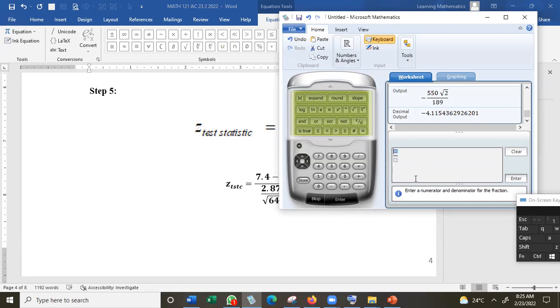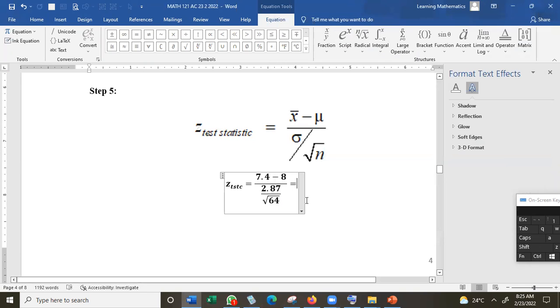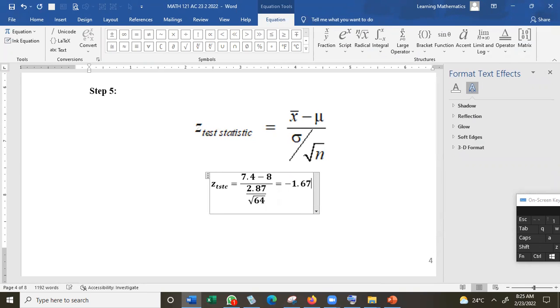So we have a fraction there. We have 7.4 subtract 8 divided by another fraction, which is 2.87 divided by the square root of 64. As you can see, I put in everything one time in the calculator, and you just click enter, and we get a value of negative 1.67. So that's the z-test statistic, negative 1.67.